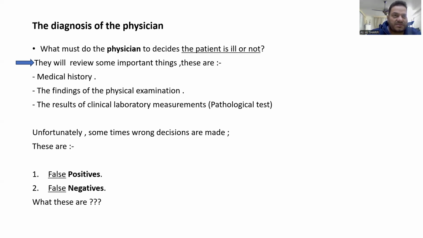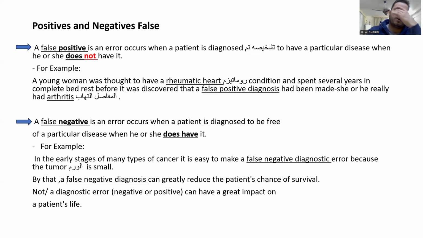Sometimes, when the physician or the doctor is not sure about her or his case, wrong diagnoses are made. It's normal all over the world, not just in our country. Their names are false positive diagnosis and false negative diagnosis. Let's talk about what they are.